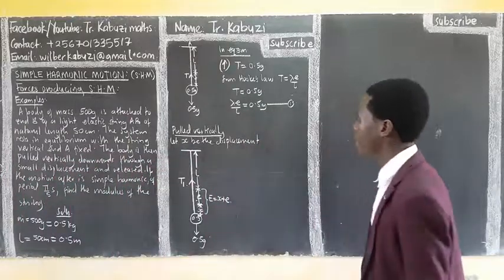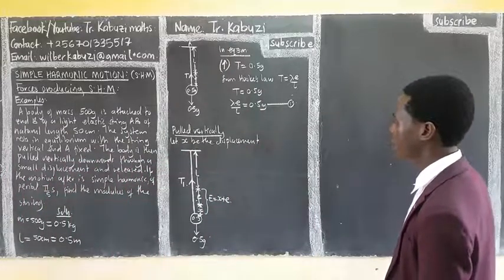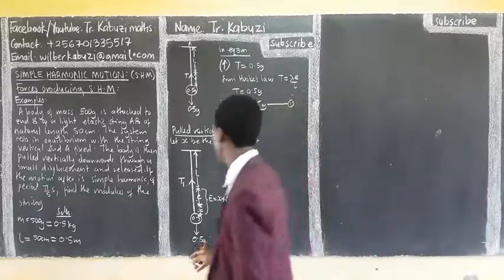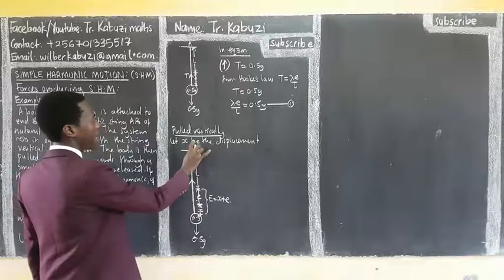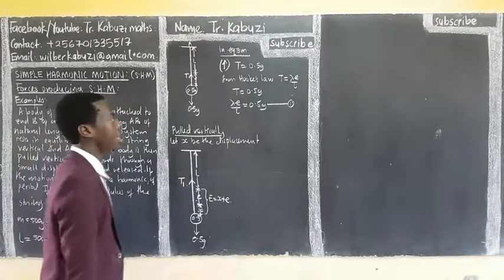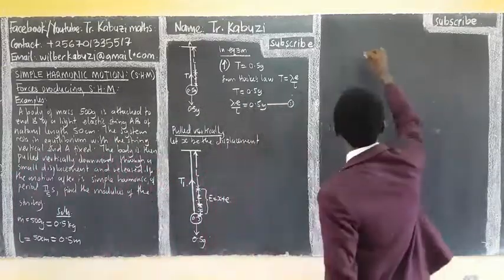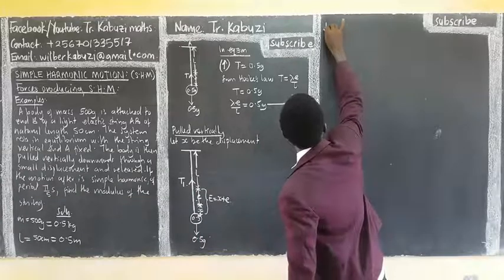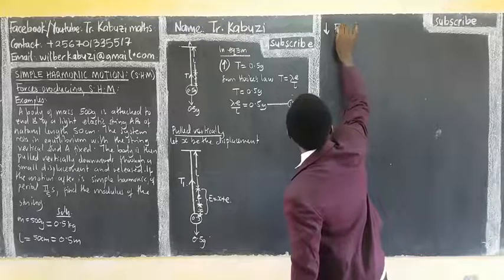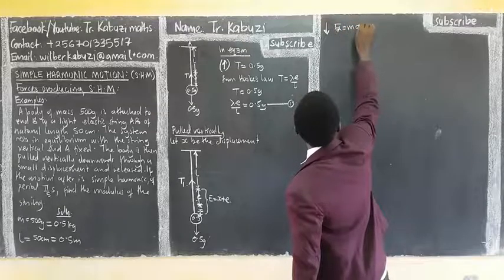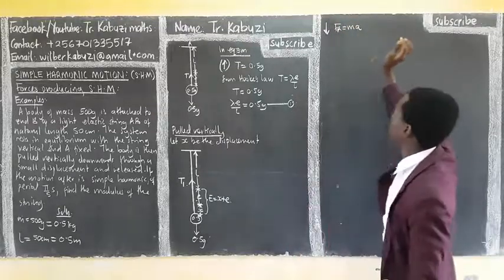So now, what happens? This is the other displacement I'm making after pulling it vertically downwards. So if I resolve going downwards, we always know, using Newton's second law of motion, that the resultant force is equal to mass times acceleration.